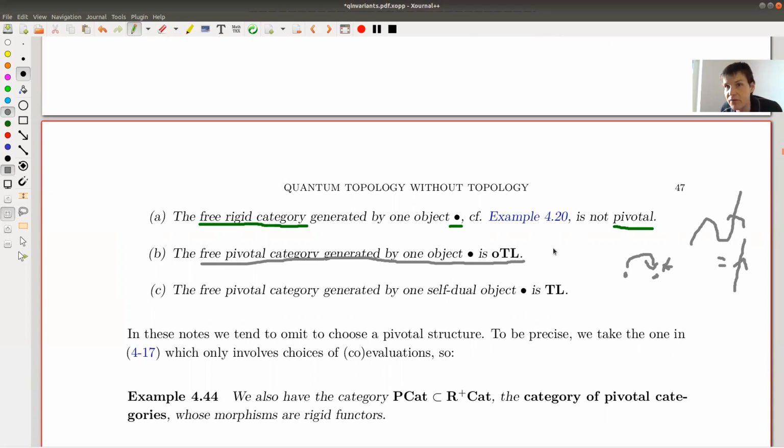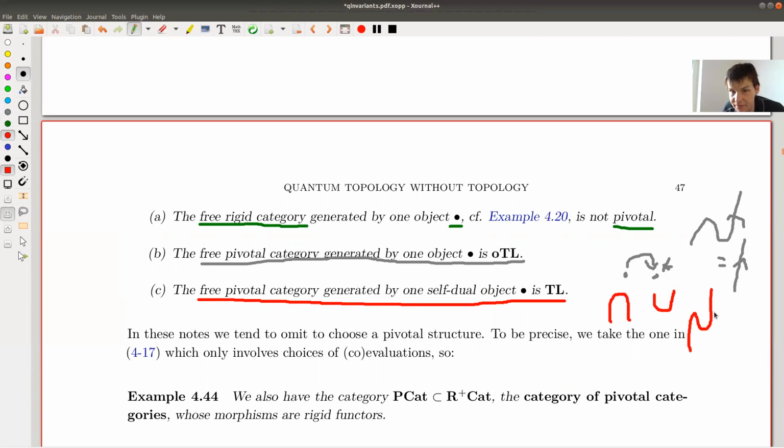Right? It's the oriented one because I haven't enforced any relation on duals, on self-duality. If I would say the free pivotal category generated by one self-dual object, then I would get my TL category, because the only thing I would need is a cup and a cap morphism, and they need to satisfy the corresponding zigzag relations, right? Remember, free means only impose the relations you really need, and those are really two good examples. Free pivotal is the oriented Temperley-Lieb, but free pivotal with one self-dual object is Temperley-Lieb.